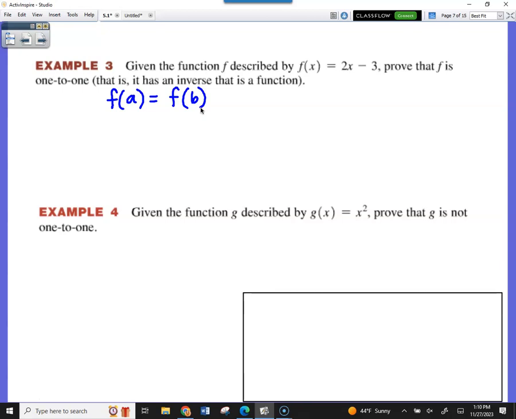You're going to work on the left side, work on the right side. You're plugging A into the function and writing it over here. You're plugging B into the function and writing it over here. What is the function? It's right here. 2x minus 3. So if I plug A in, I would have 2a minus 3. Right? Now plug B in. What do I get? Actually, it's 2b minus 3.